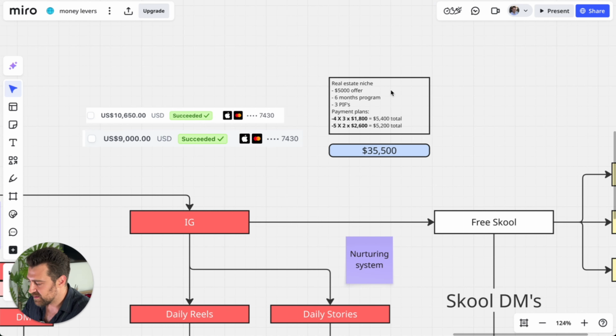So my client is in the real estate niche. He's selling an Airbnb coaching program. And essentially what he does, he's teaching beginners how to start their own Airbnb business, okay? So this is a $5,000 offer and it's a 6 months program.